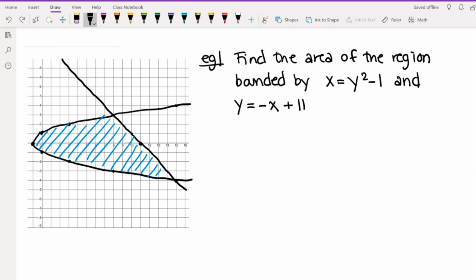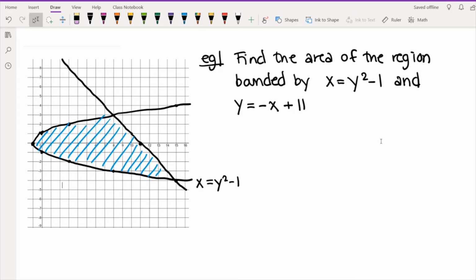But let me just label this. So this function here was x is equal to y squared minus 1. And I say the word function, it's not a function of x, but it is a function of y, right? It's not a function of x because it fails the vertical line test. But if you change your perspective and you think of the input variable as being y instead of x, then it is a function. So in order to do this, we're going to be integrating with respect to y.